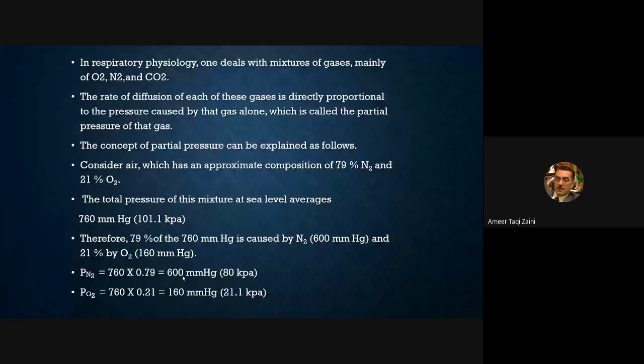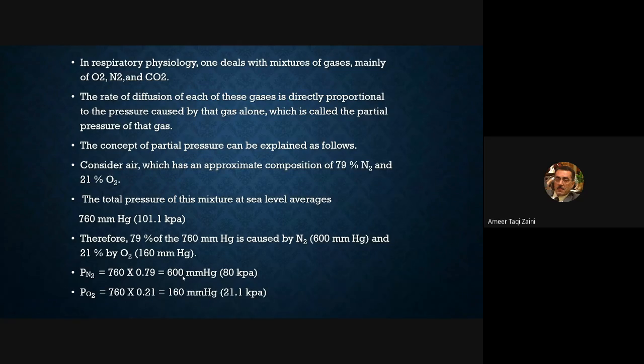In respiratory physiology, we deal with a mixture of gases, mainly oxygen, nitrogen, and CO2. The rate of diffusion of these gases is directly proportionate to the pressure caused by that gas alone, which is called partial pressure. So, in the lungs, we have oxygen, CO2, nitrogen, and these will diffuse across the basement membrane to the blood. The power of diffusion of each gas is usually determined by the partial pressure of each gas in the lung tissues.